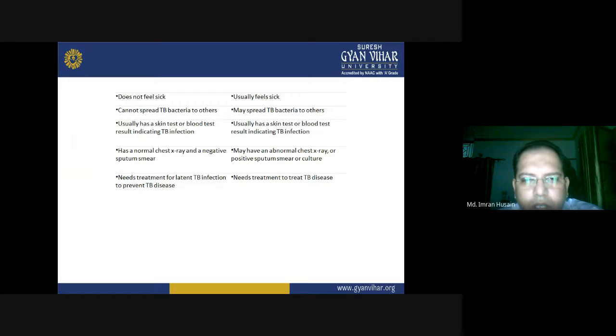Latent TB infection usually has a skin test or blood test result indicating TB infection, a normal chest X-ray, and a negative sputum smear. TB disease may have an abnormal chest X-ray or sputum smear or culture. Latent TB infection needs treatment to prevent TB disease, and TB disease needs treatment for TB disease.